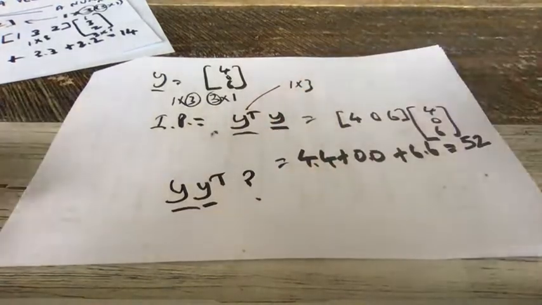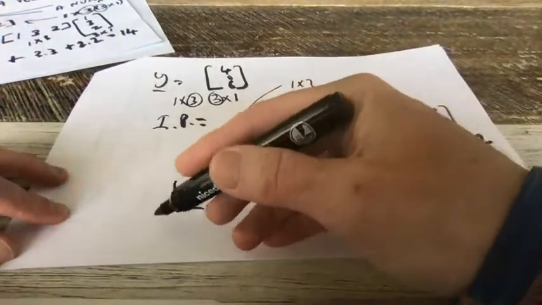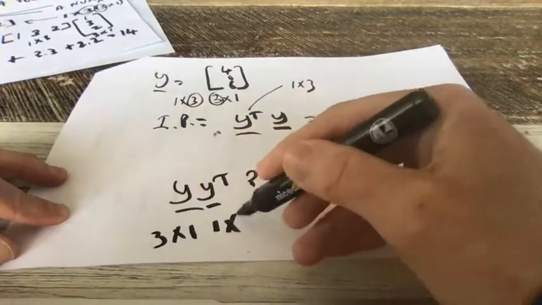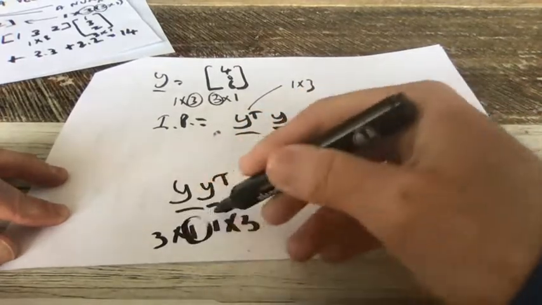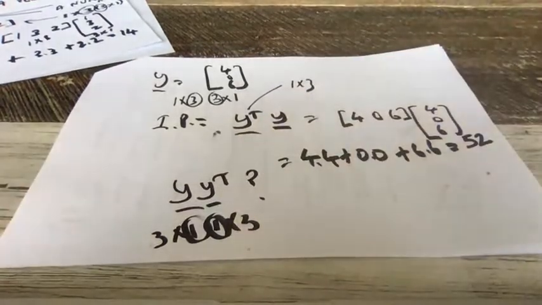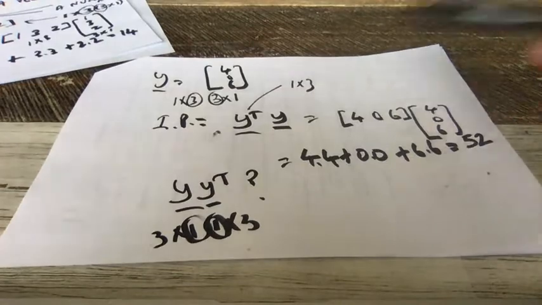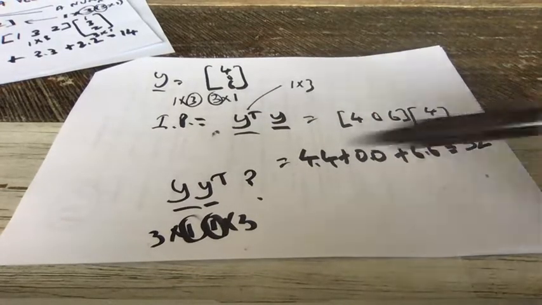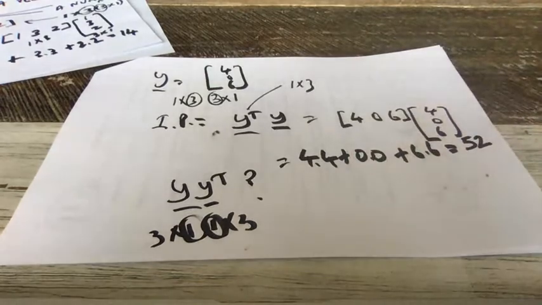Now, what is that? Well, we know that y is a 3 by 1. We know that y transpose is a 1 by 3. So these two numbers are the same. So y y transpose is a 3 by 3 square matrix. So there's a big difference between y transpose y, which gives you a scalar, a number, and y y transpose, which gives you a square matrix.